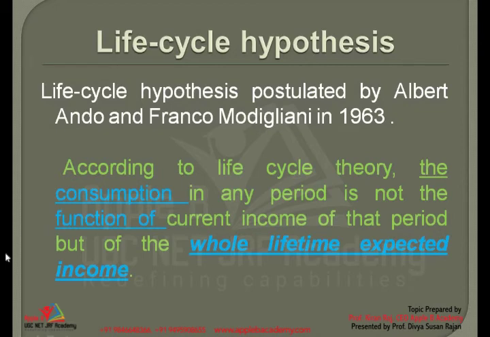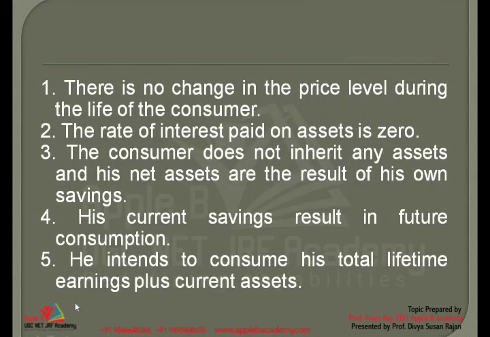In this case, we come across certain consumption assumptions of the theory. The first assumption of the theory can be stated as follows. A, there is no change in the price level during the life of the consumer. Second, the rate of interest paid on assets is 0, so that means he has not inherited anything. The interest rate paid is thus 0. Third, the consumer does not inherit any assets and his net assets are the result of his own savings.